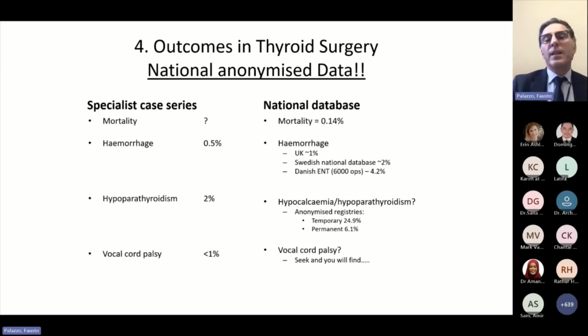The hemorrhage rate in specialist centres like ours is certainly less than 0.5%. But if you look at national databases from Sweden and mainland Europe, it is 4 or 5 times that.